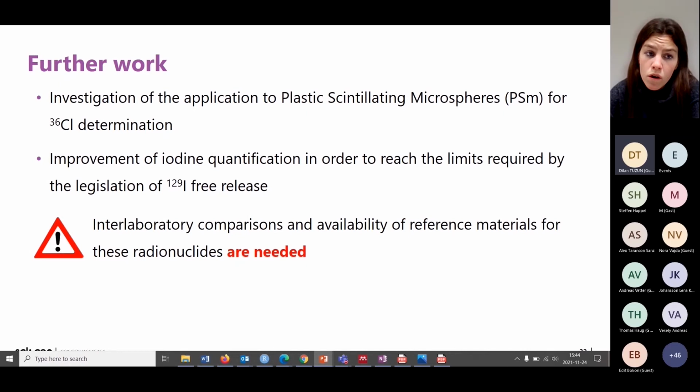The further work on these two radionuclides is investigating the applicability of plastic scintillating microspheres for determining chlorine-36, and improving iodine quantification in order to reach the limit required by the legislation. It is also important to point out that interlaboratory comparisons and reference materials are missing nowadays, and we need them to validate the procedure and the methods.